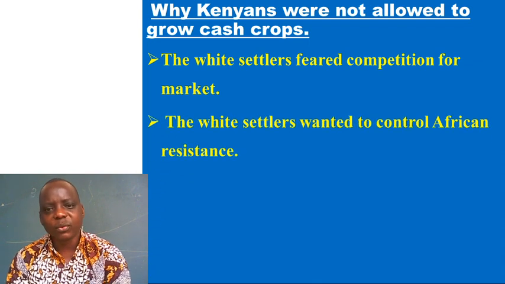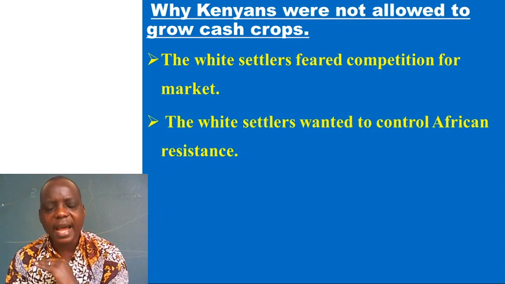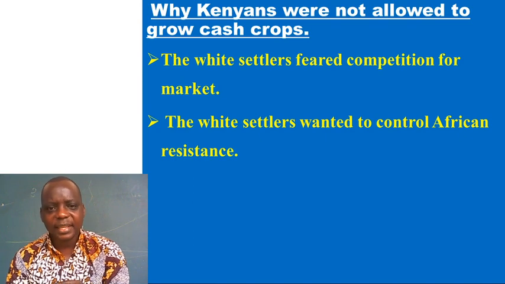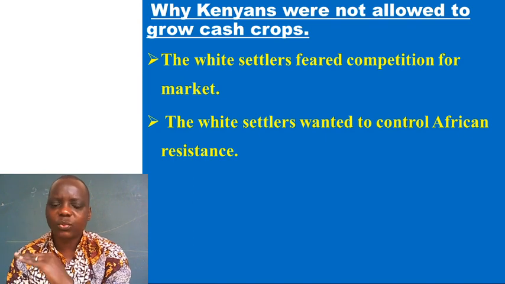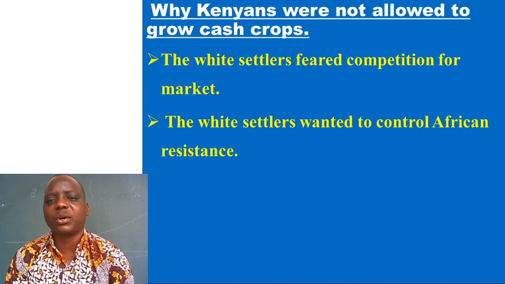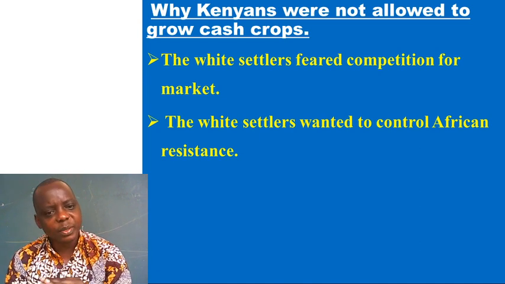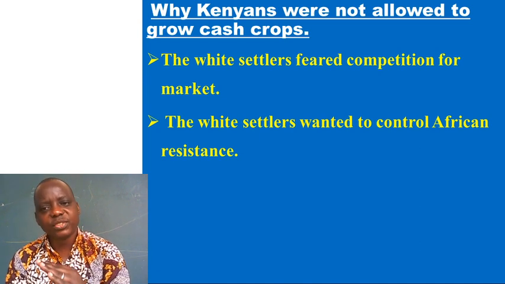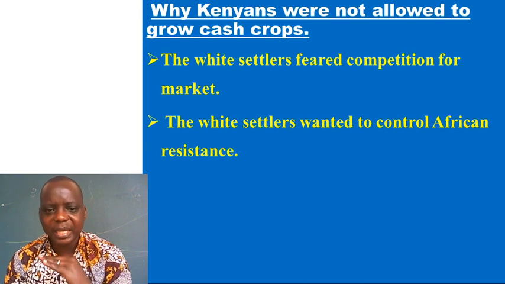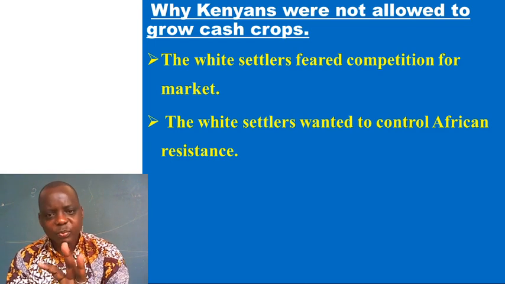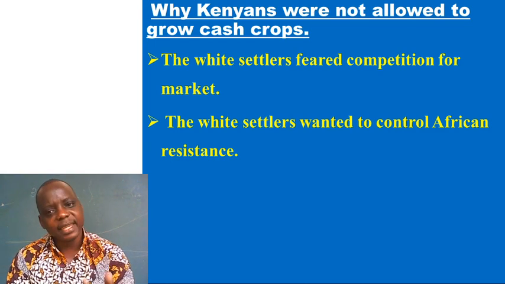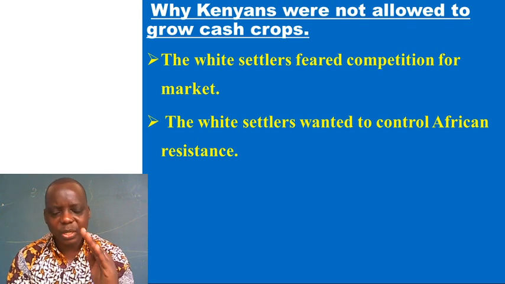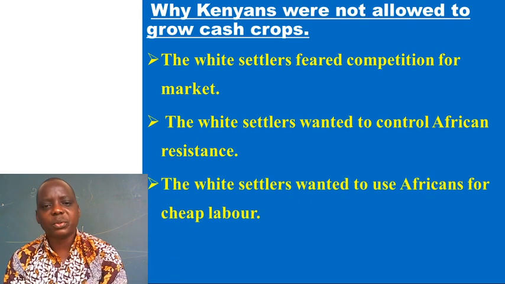Two, the white settlers wanted to control African resources. So they knew that if the Africans were allowed to grow their own cash crops, they were going to be powerful and they would resist them. They would become rebellious. Now, to suppress them, they were restrained. They were not allowed to grow their own cash crops.